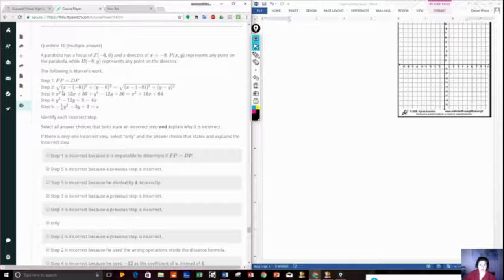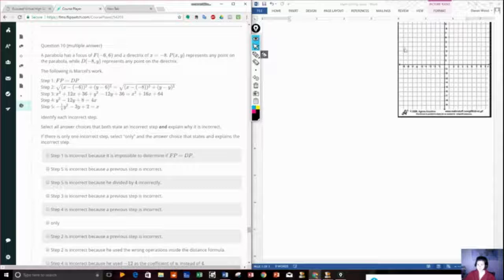Step 3, x squared plus 12x plus 36 plus y squared minus 12y plus 36 equals x squared plus 16x plus 64. Step 4, y squared minus 12y plus 8 equals 4x. Step 5, negative 1/4 y squared minus 3y plus 2 equals x. Identify each incorrect step. Select all answer choices that both state an incorrect step and explain why it is incorrect. If there is only one incorrect step, select only the answer choice that states and explains the incorrect step.